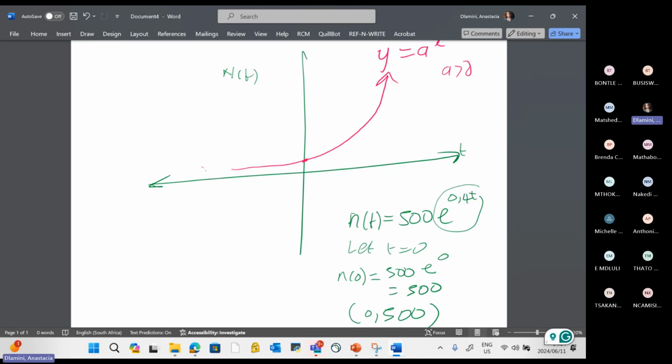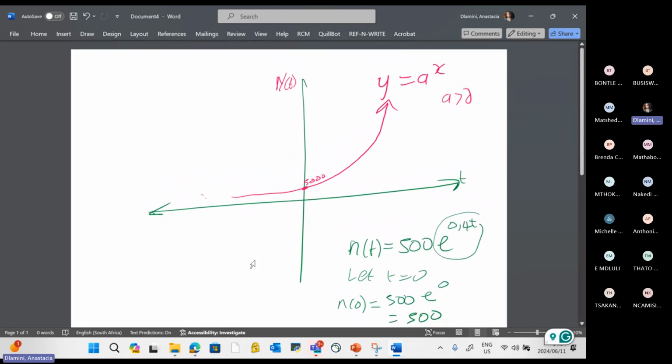And here it's 500 because we said it cuts there. Are we all together? Yes, ma'am. But can someone tell me the issue? If I say this is the whole graph, the pink one, what is wrong here? So this is t and this is N of t. What is the issue?